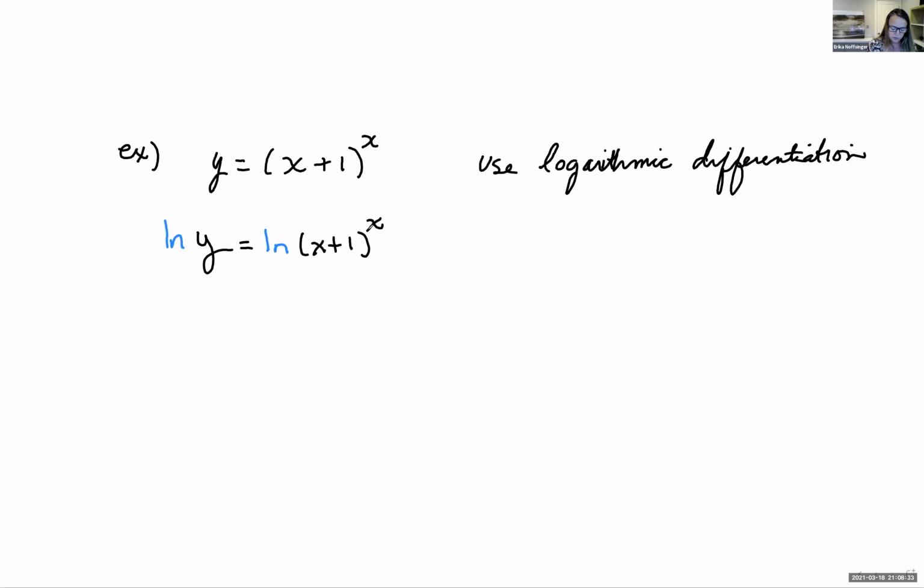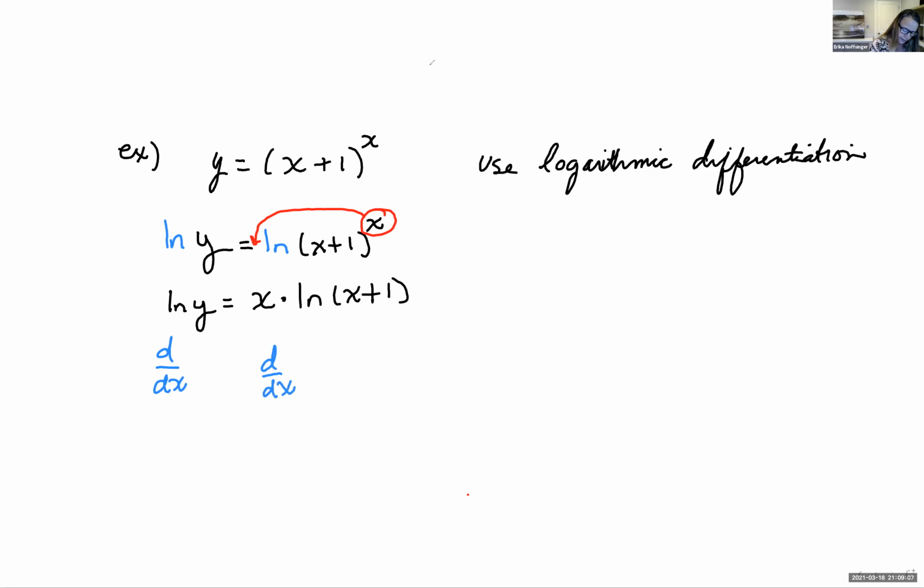Now let's use our rules of logs. We know that we can bring our exponent down front. And so bringing our exponent down front, we have that the natural log of y is equal to x times the natural log of x plus 1. We want to find the derivative of y, and so now we can differentiate both sides. And so we're going to take the derivative of both sides of our equation. So d dx, do something to one side, do it to the other side.